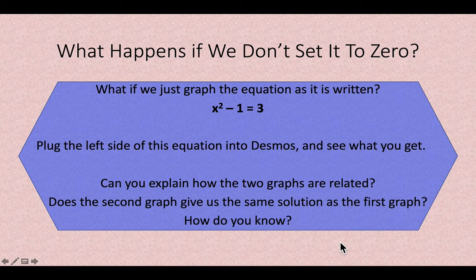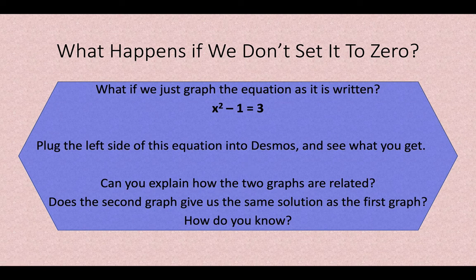Now, in that process, I put everything on one side so it was equal to 0 and I solved. But what if we took the same equation, x squared minus 1 equals 3, and instead of moving our 3, we just use what's on our left side to plug into Desmos and see what we get? So I would like you to do that. Go ahead and plug in the x squared minus 1 into Desmos and compare it to your previous graph. You may have to put both graphs on the same page in Desmos. It'll do that for you.